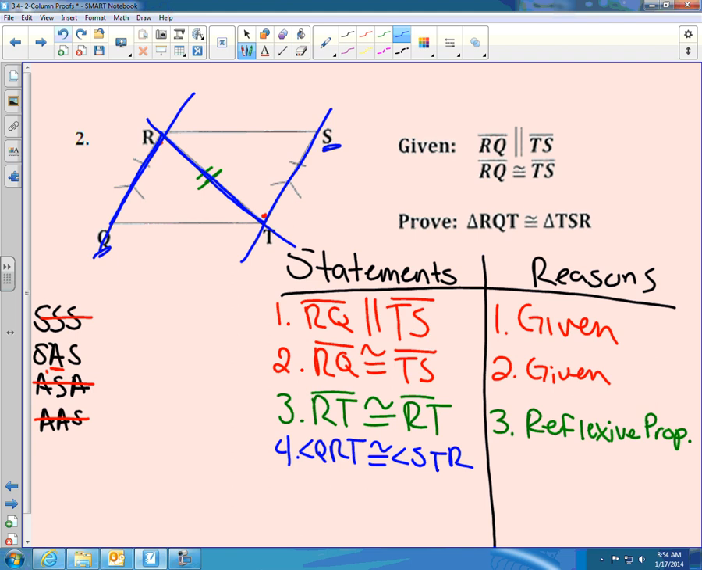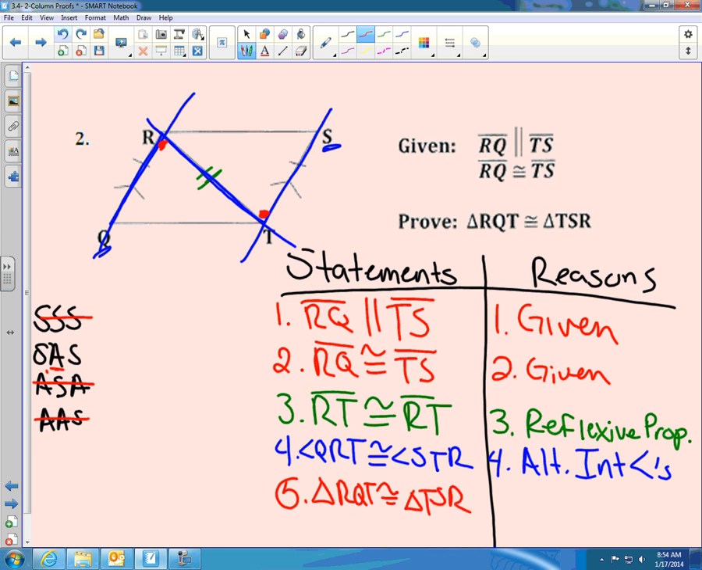Well, these two angles here and here have an angle relationship of alternate interior angles. So our step 4 is those two angles are congruent by alternate interior angles. And now we have proven that our two triangles are congruent. So we can go back to our proof statement and say triangle RQT is congruent to triangle TSR. And we used for our proof the side-angle-side.